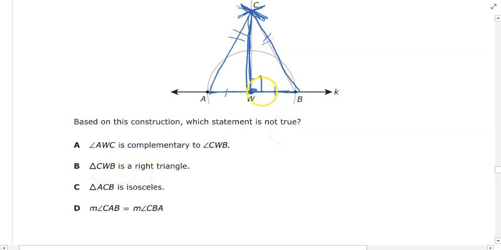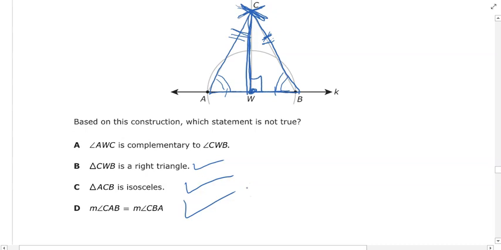CWB is a right triangle, because if you connect the altitude, or if you draw the height of an isosceles triangle that goes to the midpoint, it does make it perpendicular. That's definitely a right triangle. ACB, the big triangle, is isosceles. That's true. These two pieces are correct because those arcs were made from A and B to create that. And then the measure of angle CAB down here, CAB is congruent to CBA. Yeah, on an isosceles triangle, the base angles are congruent.